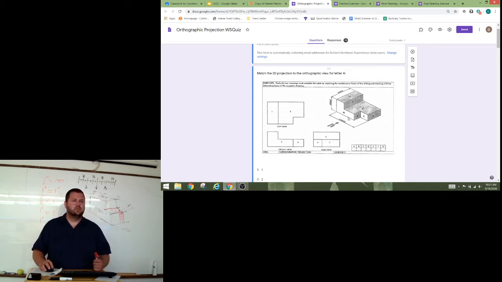But this one right here, so we look at it, we think about what that view would be. So we have this one, and then we'd have this little piece right here. That's normally going to be, I believe this says front view. As I said, it's a little hard to see.